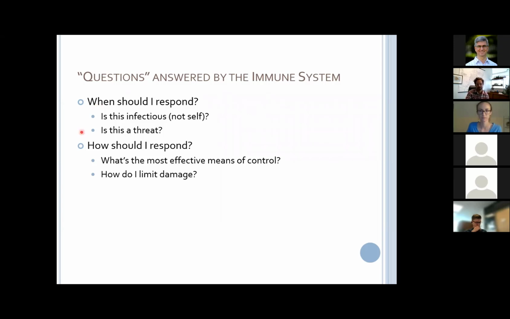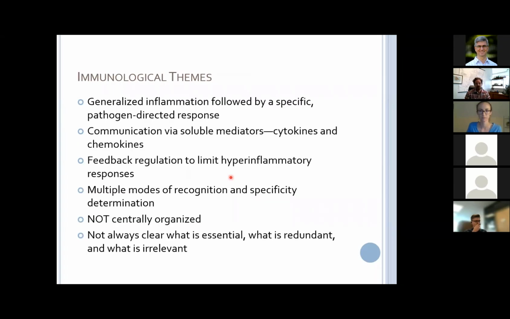how they're regulated. And then even if the immune system decides to respond, it has to decide what effector mechanisms are going to be employed. So what are going to be the most effective means of control, and how does tissue damage get limited, and how does tissue repair occur in a rapid enough fashion that the organ that's infected restores itself. And so these are some general immunological themes that I think are useful for keeping in mind, even if you lose a lot of the details.